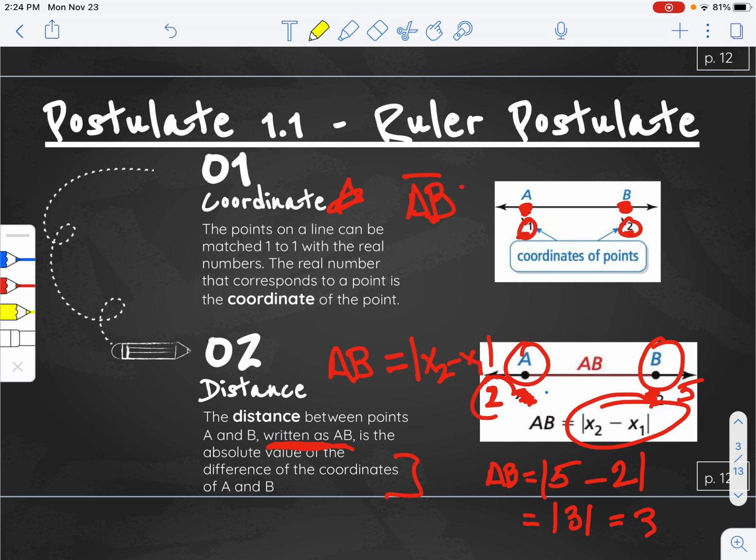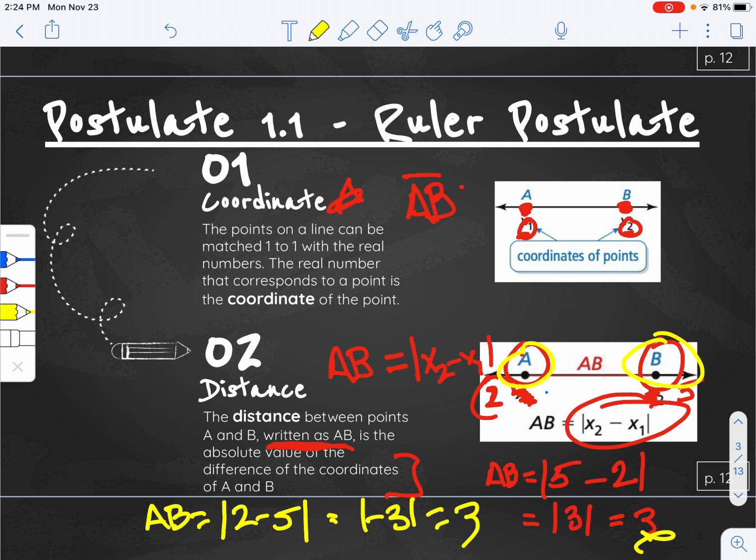Now, what if you said, hey, Mr. Lehman, I did put the 2 first and put the 5 second? Well, we would still be okay because of those absolute value signs. So 2 minus 5 would give us -3. The absolute value of -3 is still 3. So no matter what order you put it in, the distance between A and B is 3.